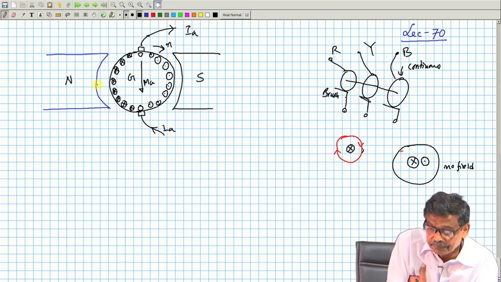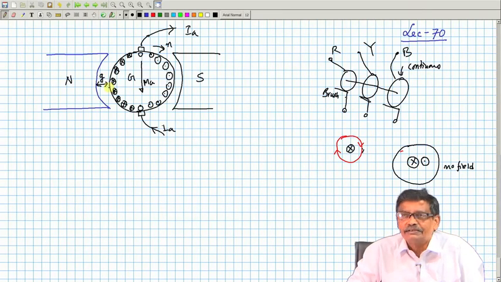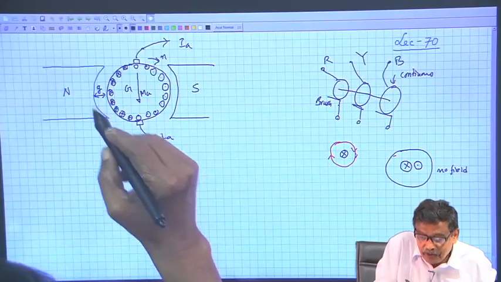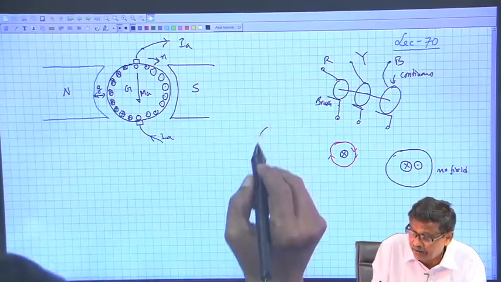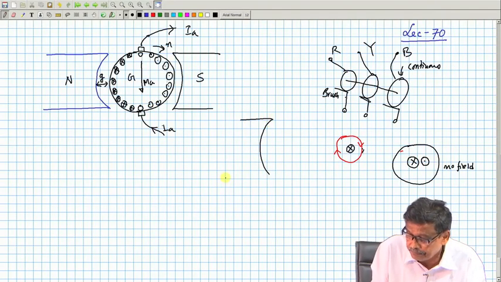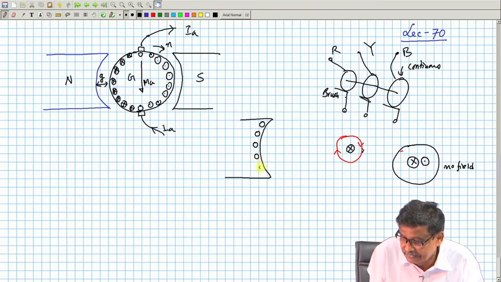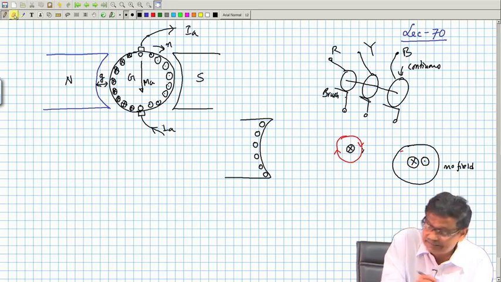See, this is air gap G. Air gap length is very small, few millimeters, things like that. And here is a space on the pole face. That is what I am trying to tell. On the pole face, I will cut slots and put conductors like this.